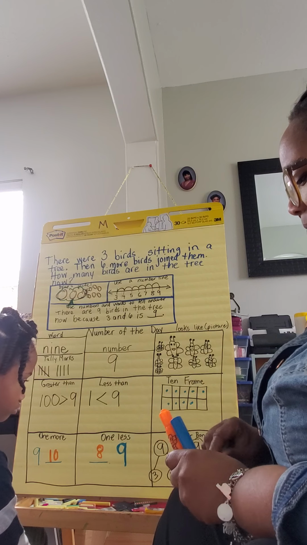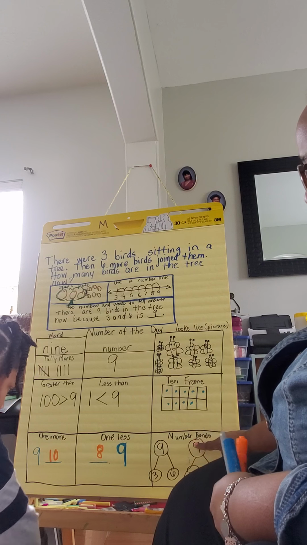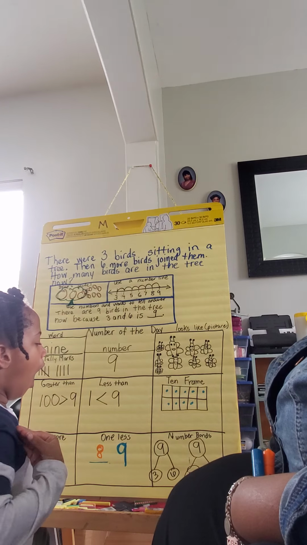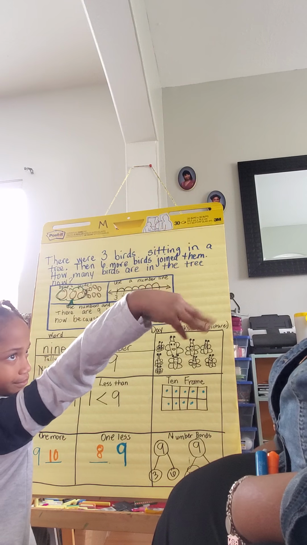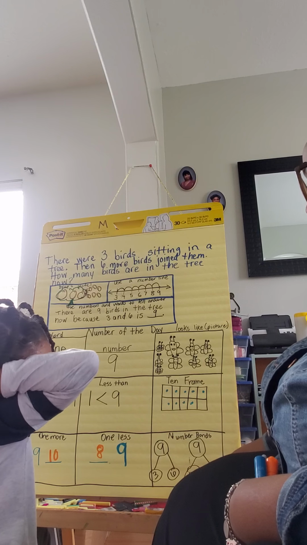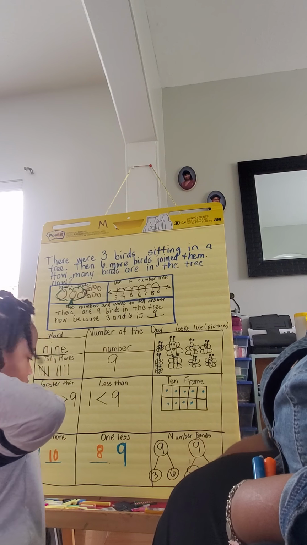So we know 5 and 4 is 9. Okay? And so we also, what if I have 9 birds in the tree and 5 leave? How many will I have left? 4. What if I have 9 birds in the tree and 4 leave? How many do we have left? 5. So this is why this is so important.